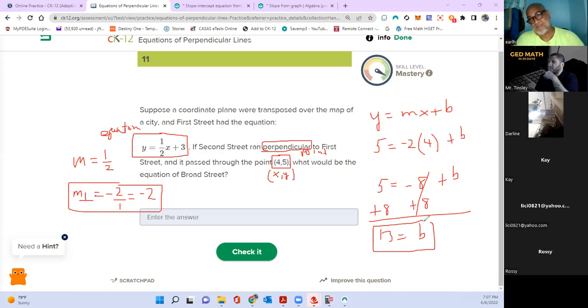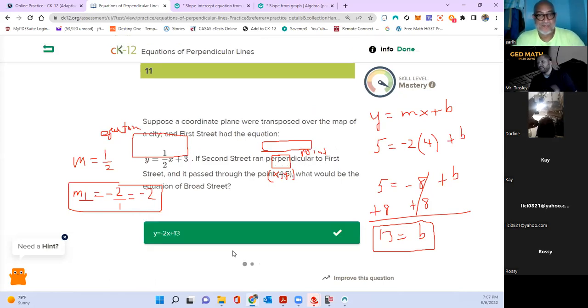If my y-intercept is 13, and the slope of our perpendicular is -2, what's the equation of the line? y equals -2x plus 13. Let's check it. There you go.